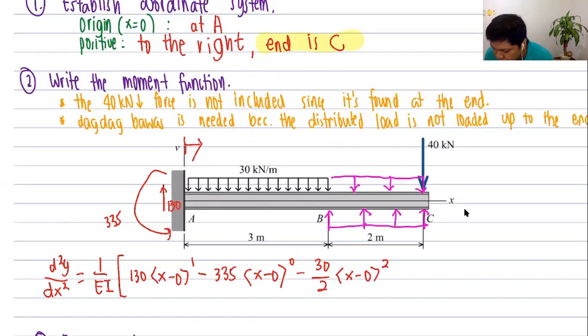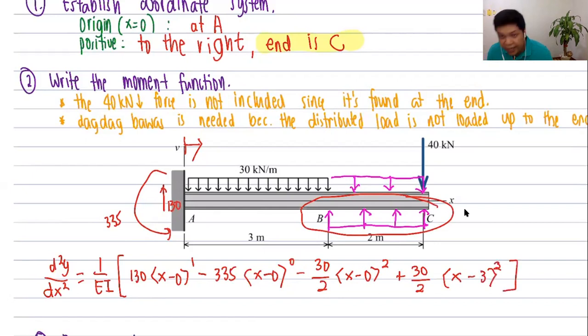Next, how about what we need to subtract? So plus this one, this portion over here. Plus 30 all over 2, plus because it's upward, omega over 2, so 30 over 2, times x minus a. Where did it start? So a is actually 3. The distributed load started at 3, raised to 2.